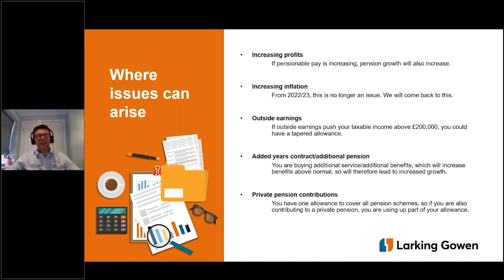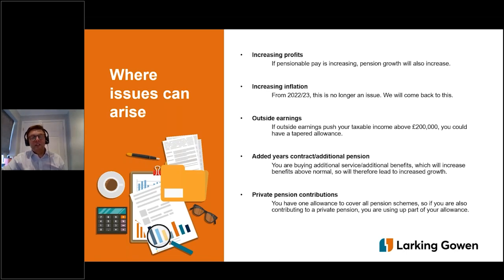So the first one is increasing profits. So if pensionable pay is increasing, pension growth will also increase. So I gave you the example previously of pensionable pay based upon practice profitability for an individual partner of £150,000. Let's say that the practice had a bumper year profitability wise, whether it's, well, if you consider a couple of years ago, COVID vaccinations really saw an improvement in practice profitability across the board. Let's say that pensionable pay became £200,000 in that particular period.